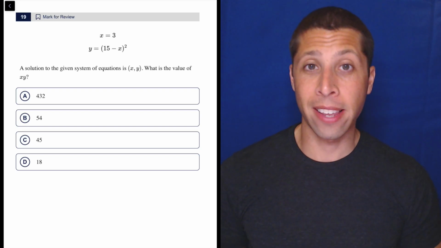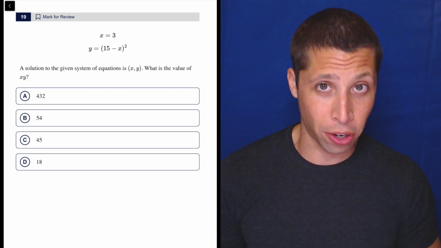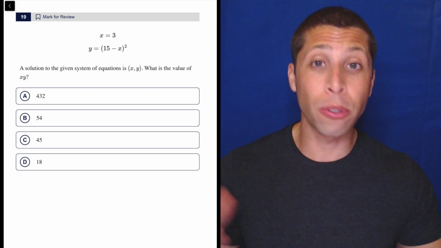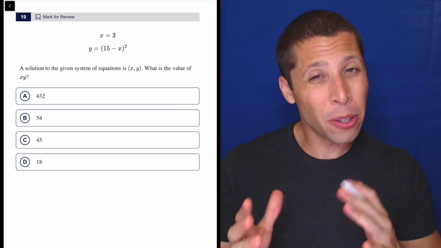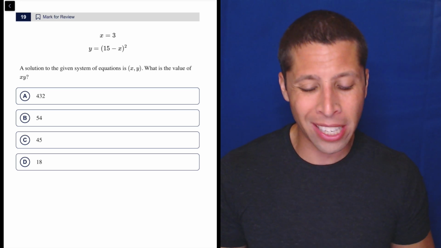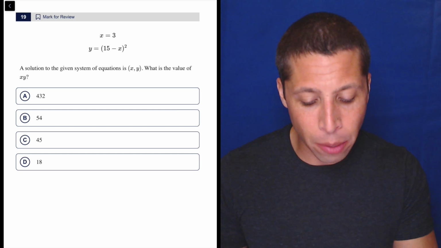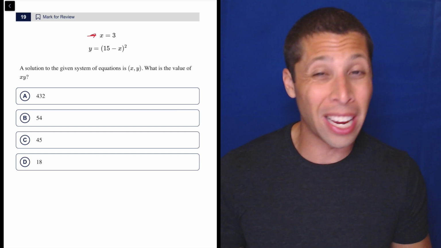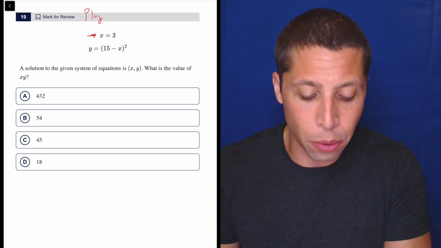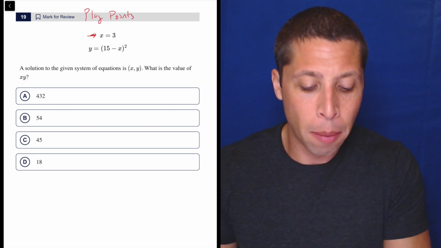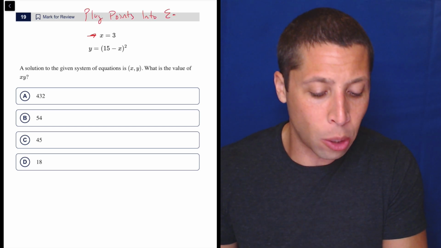Now, normally I say that whenever we have systems of equations, we should plug those into Desmos and find that point of intersection just by looking at the graphs. But even though this technically is a system of equations, it's really not, because the thing that we're given to start here, this x equals 3, is barely an equation. That's a point, in my opinion. So really what we're going to do here is use the other main strategy, plug points into equations.